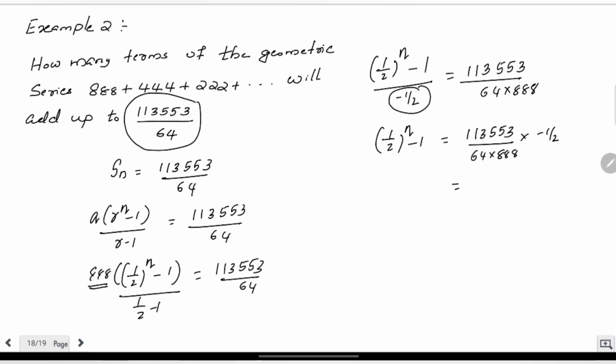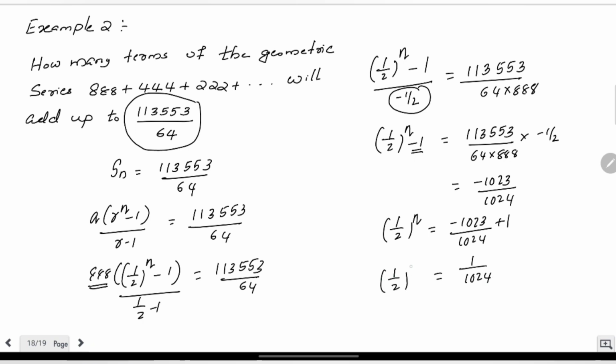So when you do this in the calculator and simplify it as a fraction, you will get minus 1023 divided by 1024. Okay. Then I'm sending this minus 1 to the other side. That is half to the power n is equal to minus 1023 divided by 1024, minus 1 on the other side becomes plus 1. So when you simplify that, I will get 1 divided by 1024.